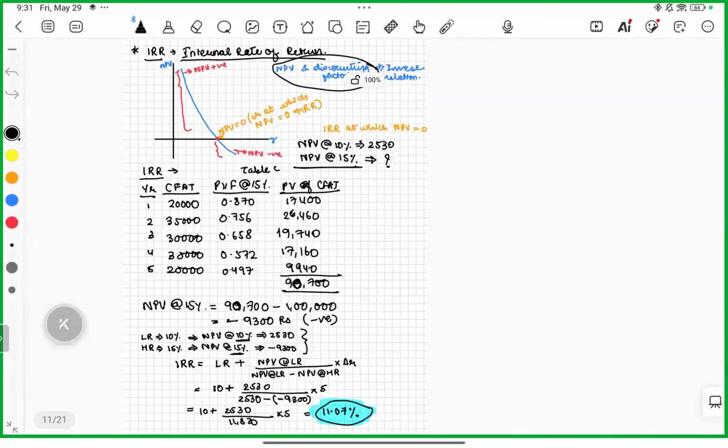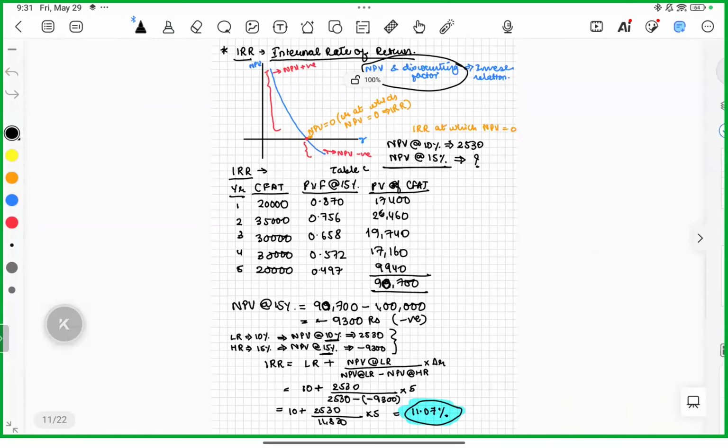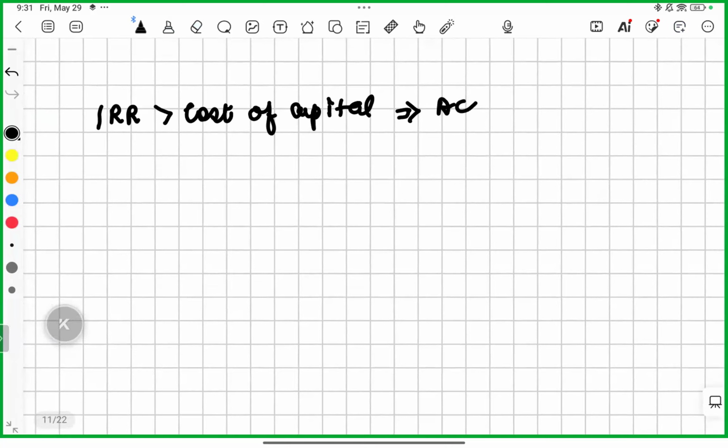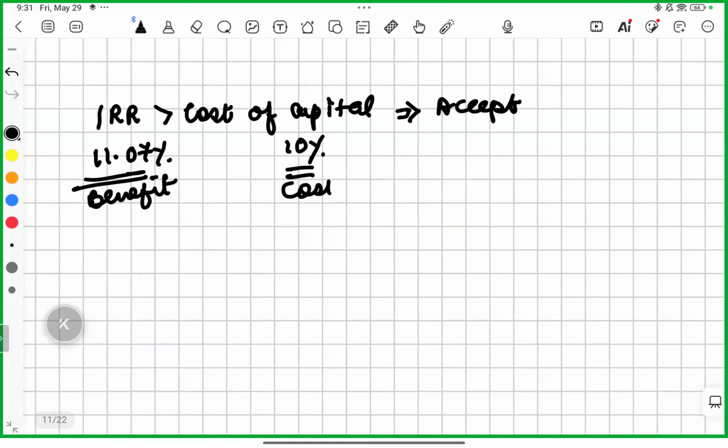Now, what will be the accept and reject criteria here? How to use IRR? If your IRR is greater than your cost of capital or discounting rate, you accept the project. Here, your IRR is 11.07%. Your cost of capital is 10%. That is, your returns are 11% and your cost is 10%. Your benefit is 11%. Your cost is 10%. So you will accept the project.